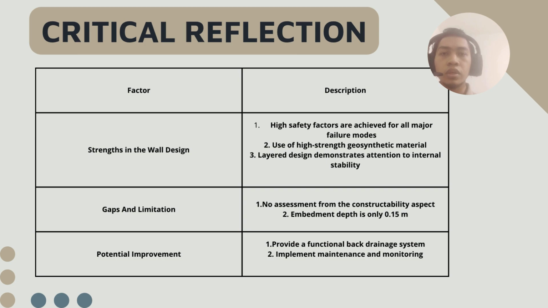So this is our critical reflection for our project. First, we have strengths in wall design. Second, we have gaps and limitations. And lastly, we have potential improvement.